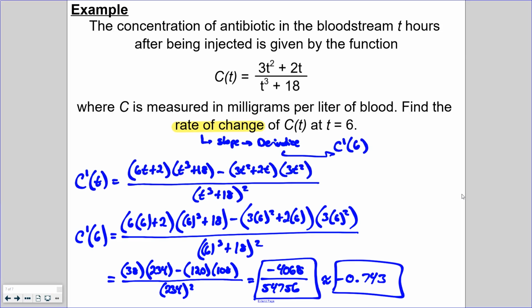Alright folks, that is using the quotient rule to find the derivative of a function in the form of f of x divided by g of x.